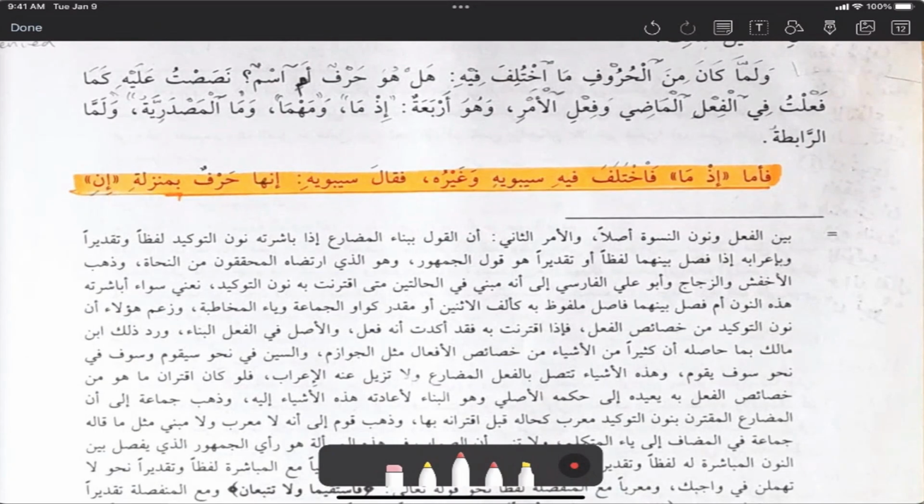And since there were particles differed about, is it a particle or is it a nominal? And look how he limited the difference. Looks like the verb is not here in this fight, in this tug of war. This is between the harf and the ism. Since there were particles differed about, are they particles or nominals? Nasastu alayh, then I documented that.